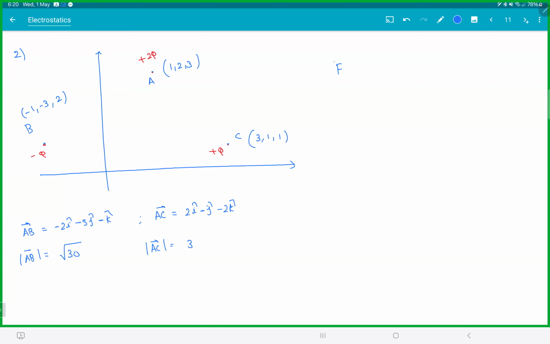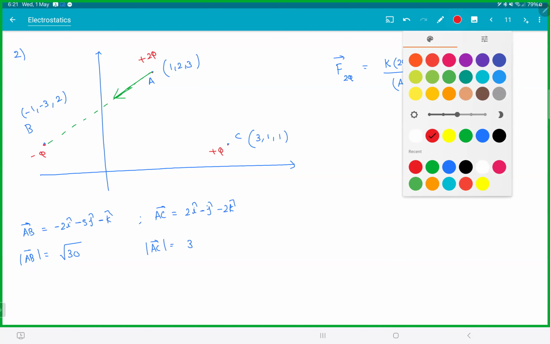So the force on 2Q charge will be force between these two guys, A and B. How much is that? K, 2Q, Q. Don't worry about the sign. By distance square, which is AB square. What about the direction? Now this guy is getting attracted. So the minus sign shows it is attraction. So I'll just show it this way. So this direction should be BA. Yeah, you're going from A to B, the AB cap. That's it. So the sign takes care of that AB cap vector.